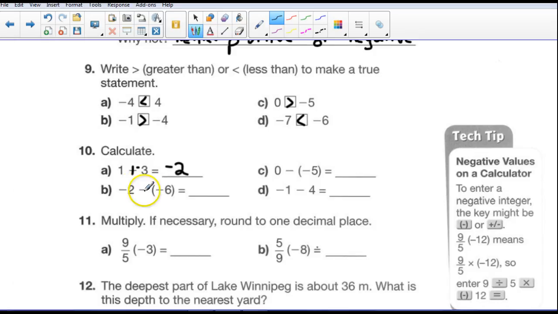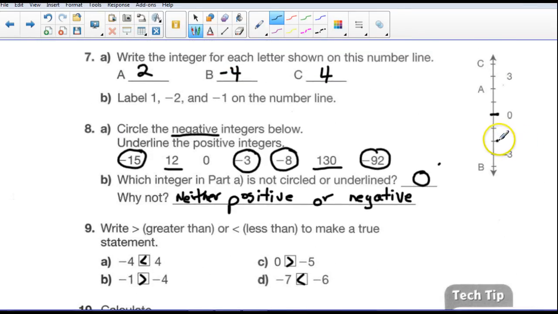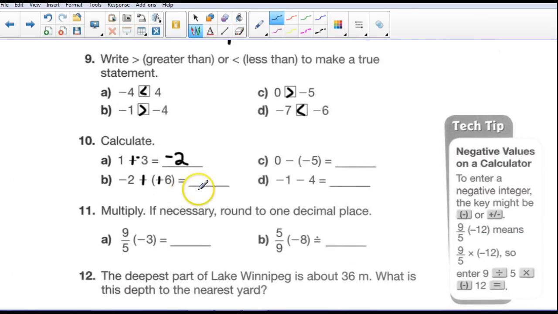Okay, B, -2 subtract -6. Well, when we're subtracting a negative, that's the same as adding a positive. So this is -2 plus +6. If I start on the number line at -2 and I want to add 6 to it, I just count 6 spaces up. 1, 2, 3, 4, 5, 6. And that answer is +4. So -2 plus +6, or -2 minus -6, is +4.